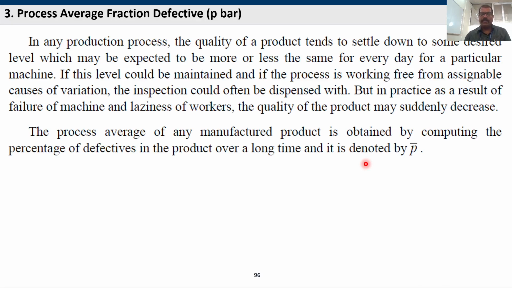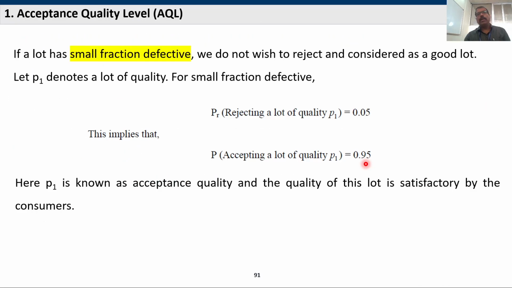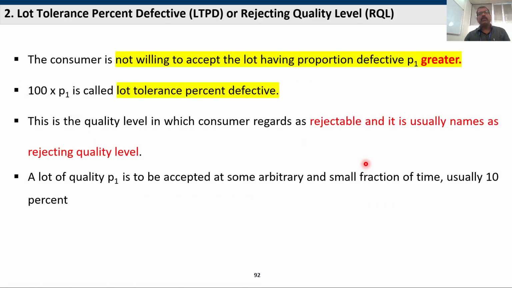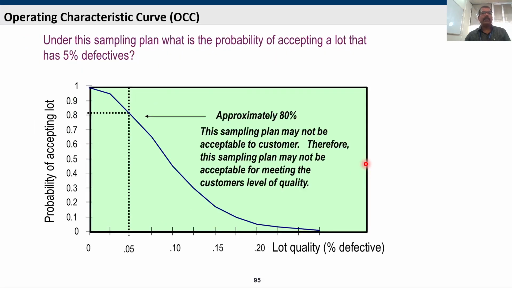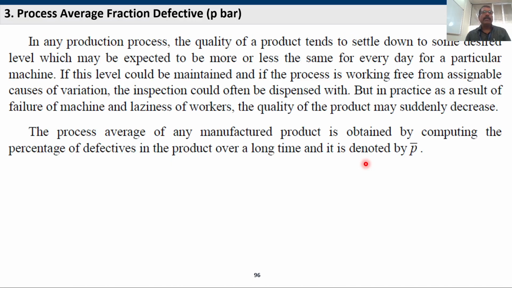The third one, so previously we saw two things: one is the acceptance quality level, the second is the rejecting quality level, otherwise called LTPD, lot tolerance percent defective, and the operating characteristics curve, the OC curve or quality curve. Then the next one is the process average fraction defective. Simply, we can call it p bar.